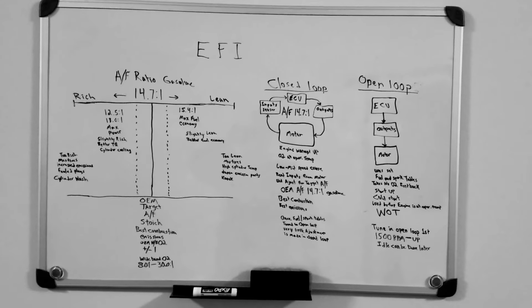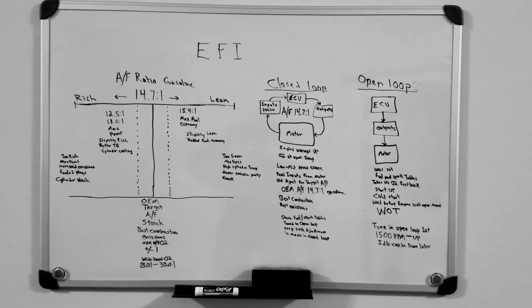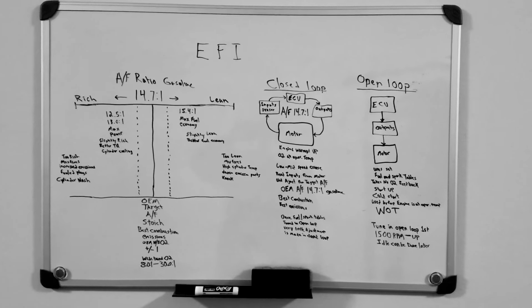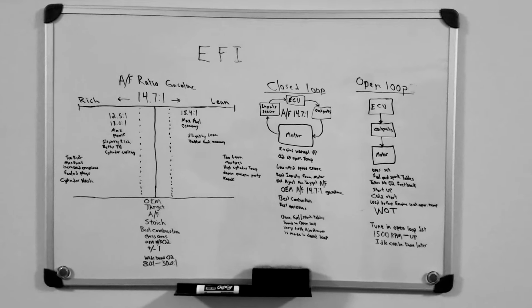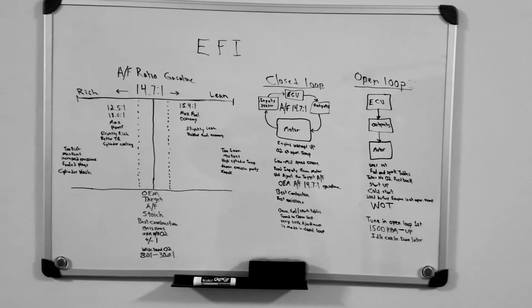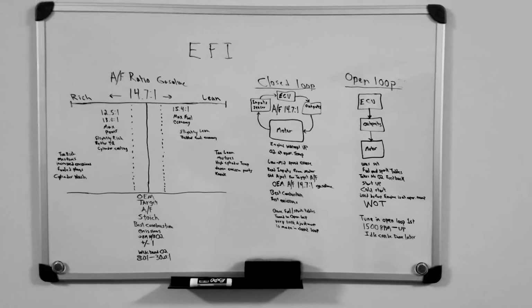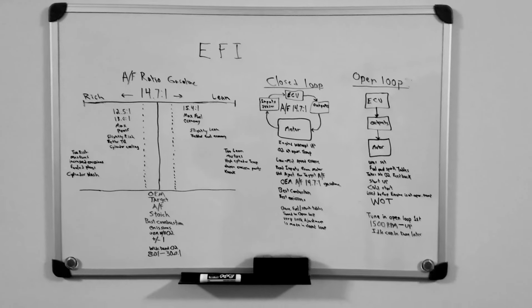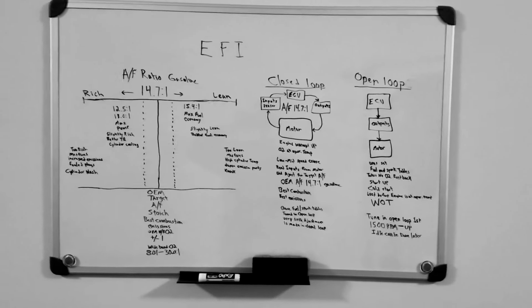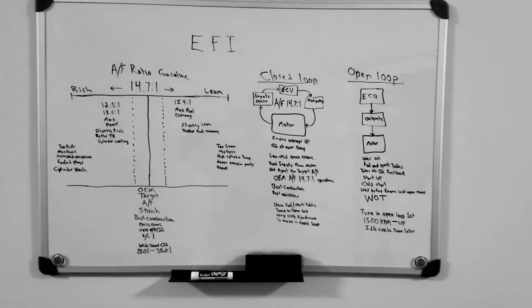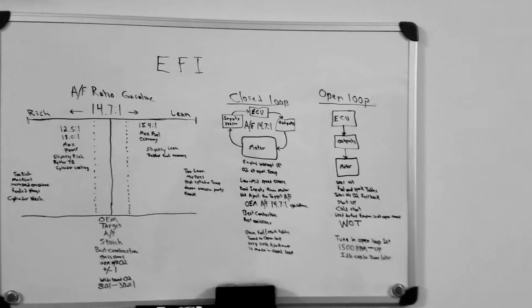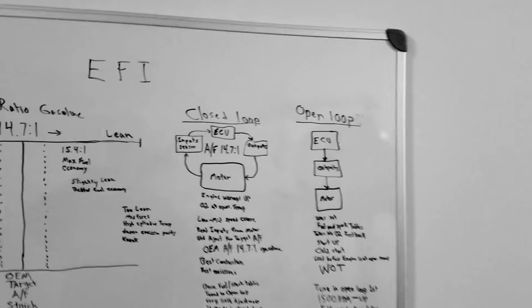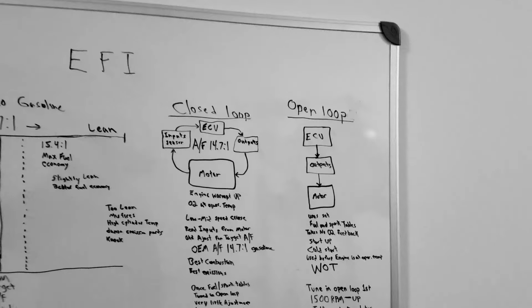I'm going to give y'all another little engine 101. This is going to be over electronic fuel injection and how it functions in our modern high-performance cars. I'm going to talk a little bit about the closed loop and open loop. Also got some air-fuel ratio stuff up on here, but I don't want to make the video too long, so I might split it into a two-part. So we'll go ahead and get started. First, I'll talk about the differences between the closed loop and the open loop system.